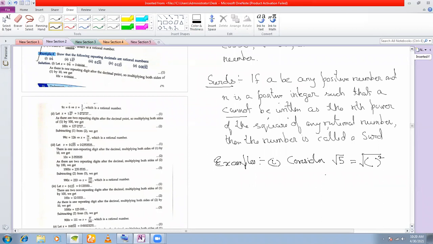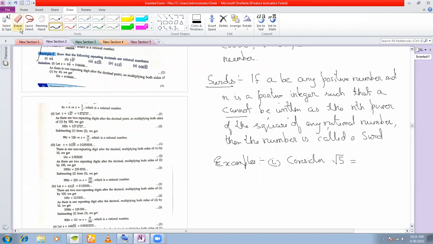Sir, 25. Is the square root of 5 equal to the root of 25 squared? The root of 25 squared is equal to 25 only, isn't it? Then how can you write the square root of 5 as the square root of 25 squared? So that is not possible. There is no such number.